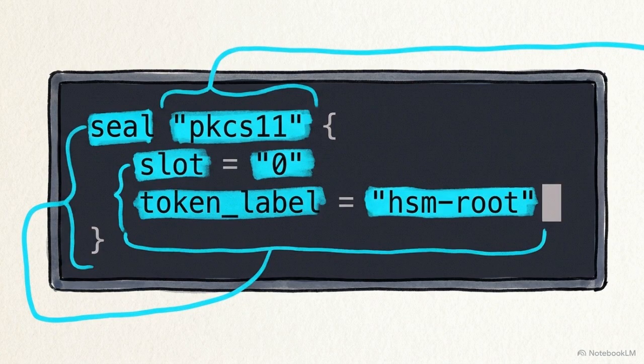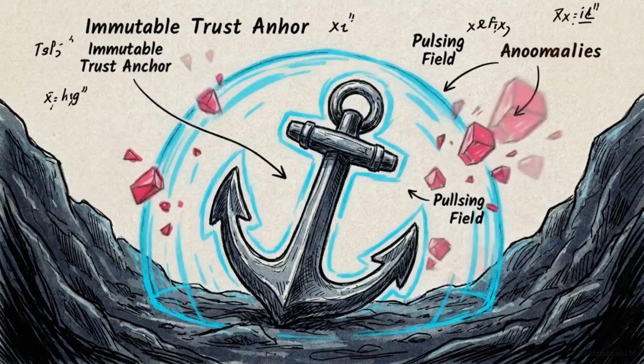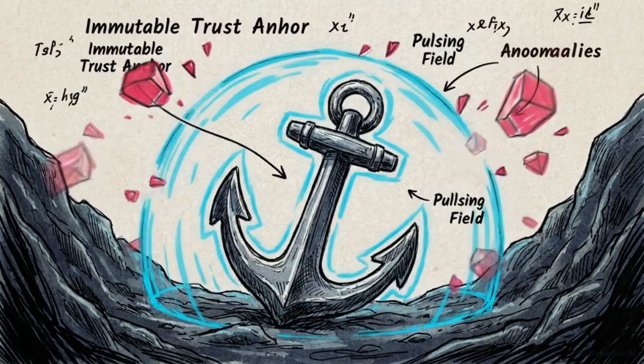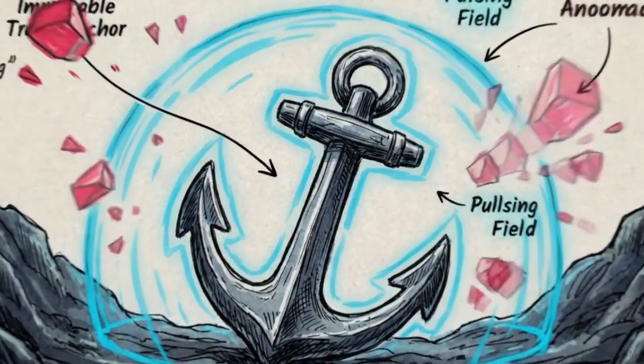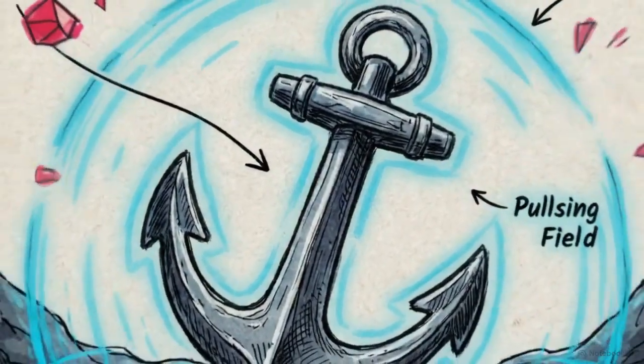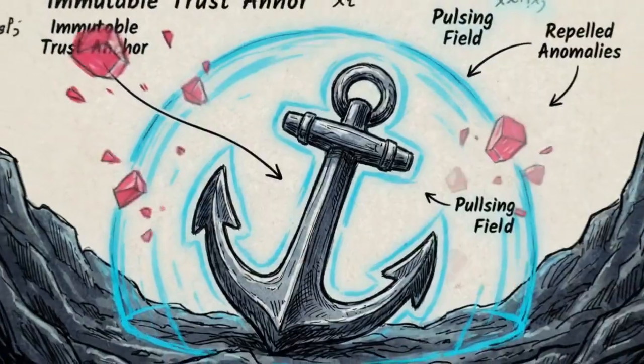For a DevSecOps engineer, this means pointing Vault's configuration files directly at the HSM's cryptographic library, mapping the slot and token labels exactly. Locking the root key in hardware via PKCS#11 establishes an immutable anchor of trust. Even if software is compromised, the core cryptographic material remains untouchable.